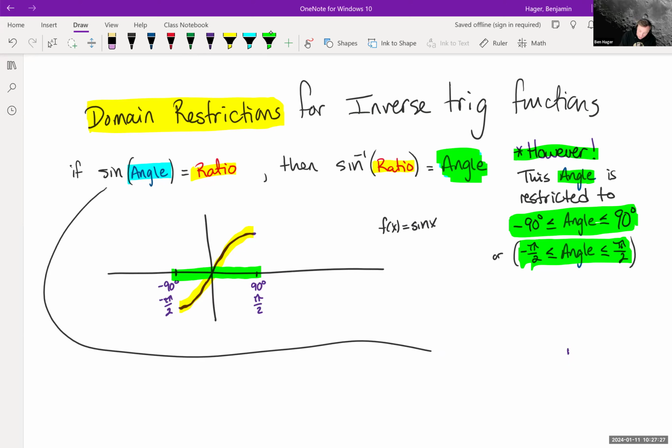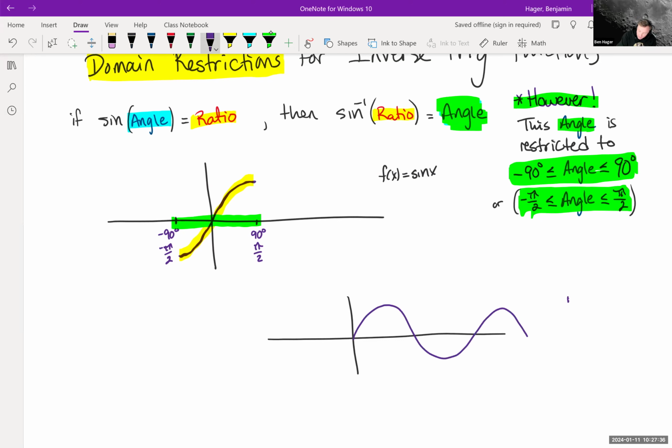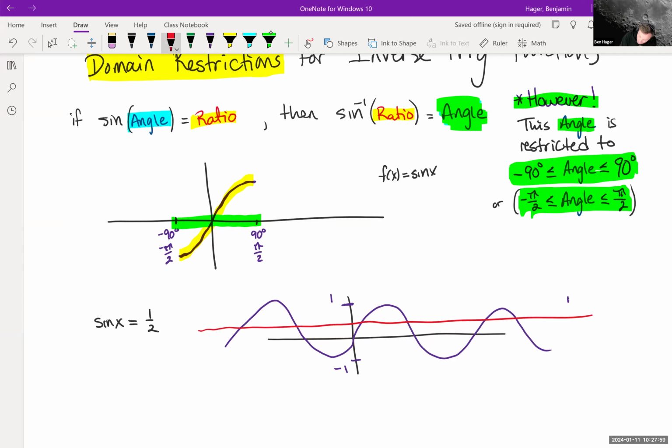That's really important to remember, so let's again look at a general sine wave here, something that looks like that. What we'll find later, unless you already have explored it, is that sine is bound by these heights of negative 1 and 1. So let's say hypothetically we were interested in finding for what angle sine equals a height of a half. A height of a half would be like this line right there.